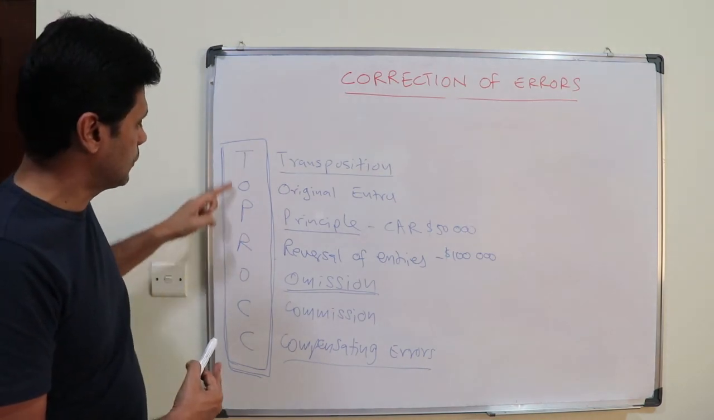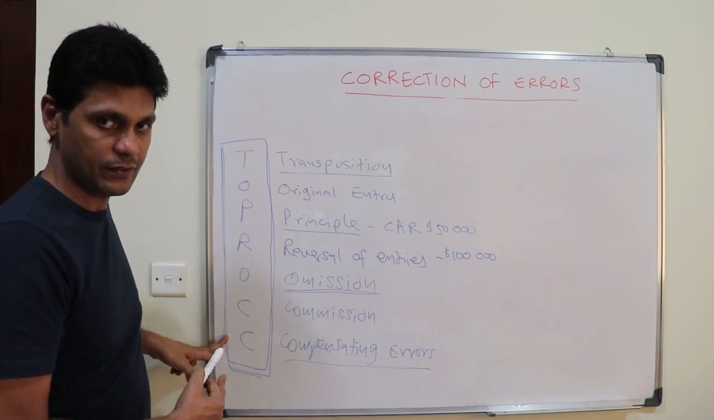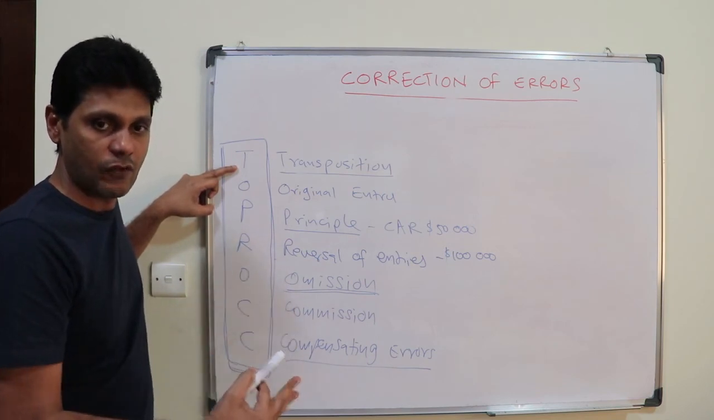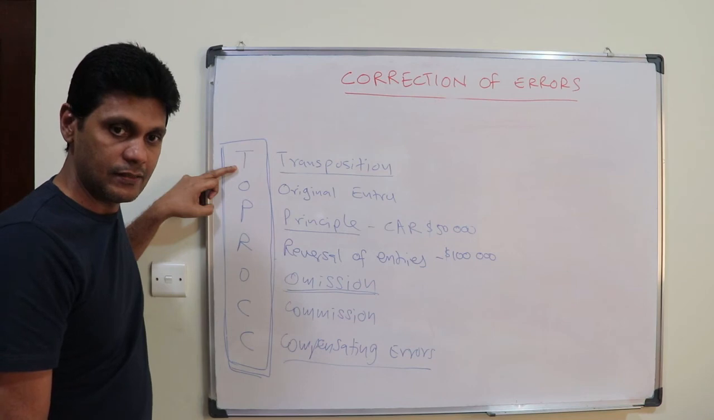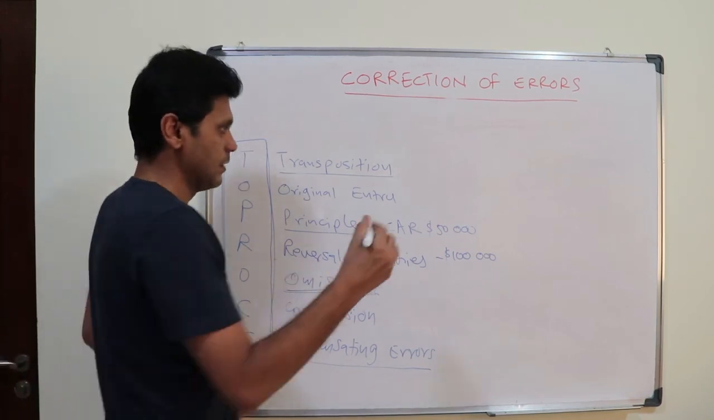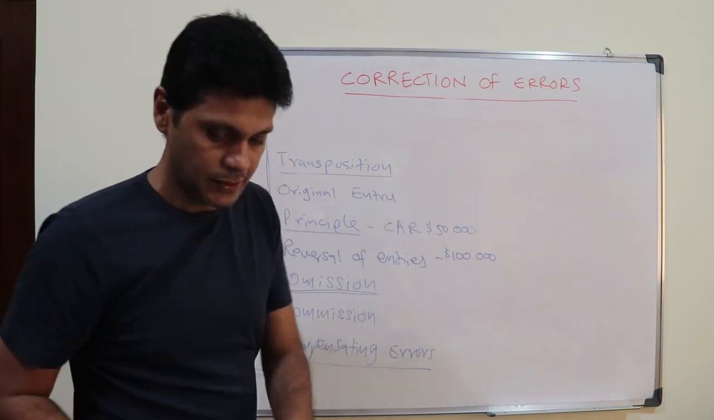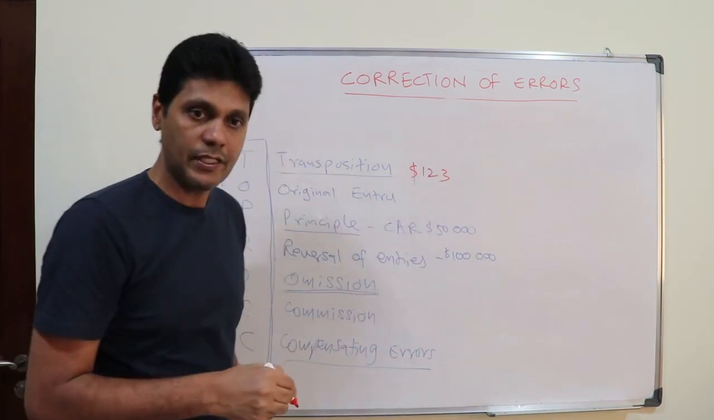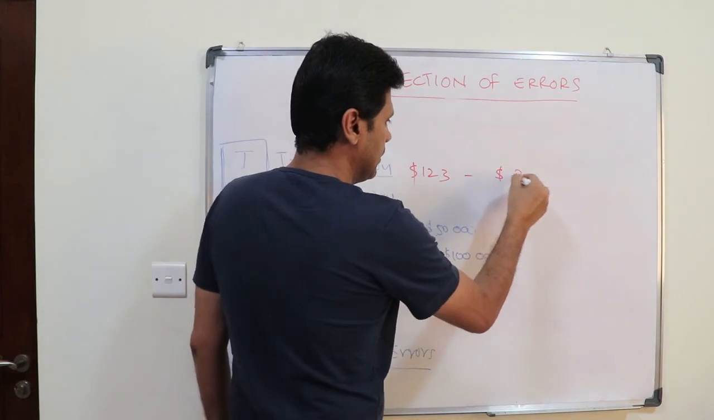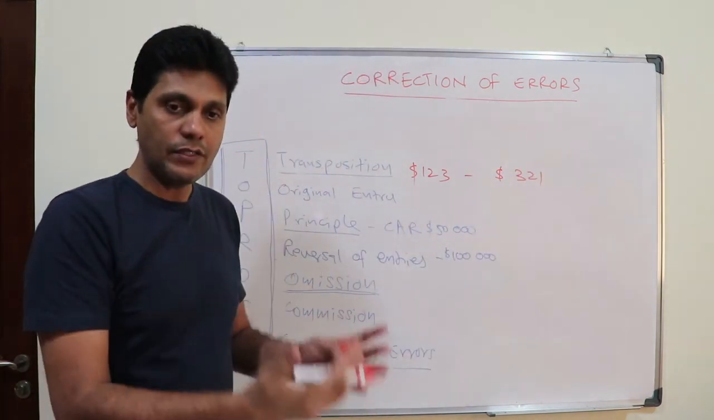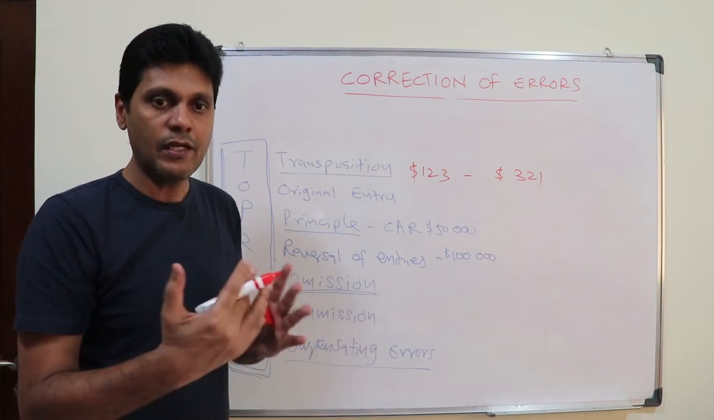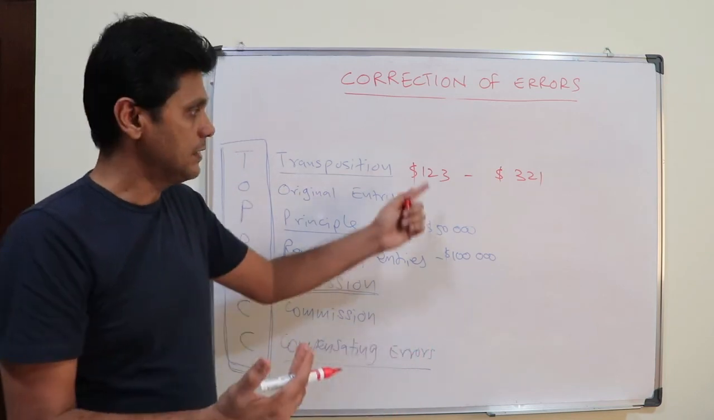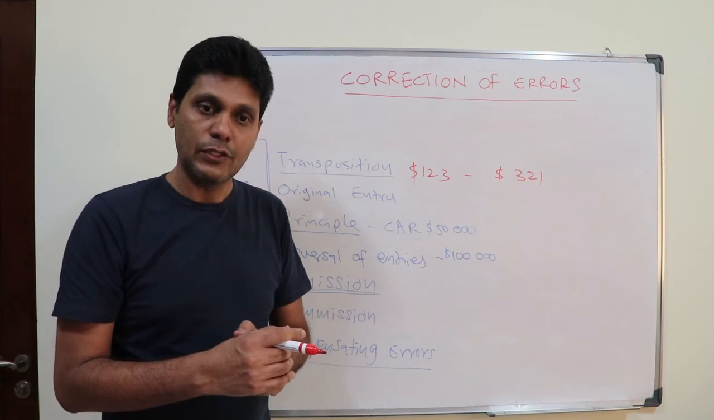So how can you remember this? Top rock. Something like that. Okay? So what is the first one? Transposition. Errors of transposition. What does it mean? Putting the wrong amount. So the actual invoice value is 123, whereas you recorded it as 321. Your account is correct, account type is correct, the double entry is correct, but the amount that you have recorded is incorrect. Instead of 123, you recorded it as 321.